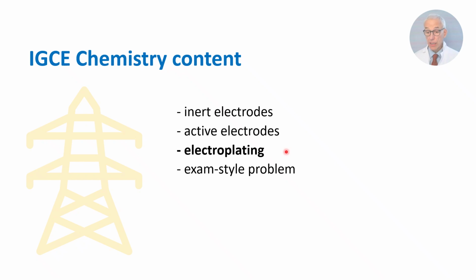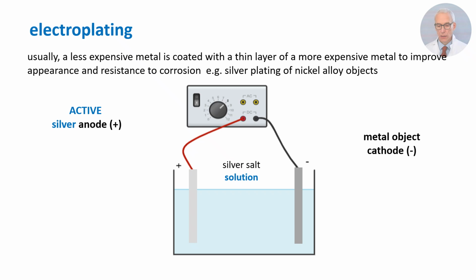And now electroplating. Usually a less expensive metal is coated with a thin layer of a more expensive metal to improve appearance and resistance to corrosion. A typical example, silver plating of nickel alloy objects. So the setup is as in this diagram.